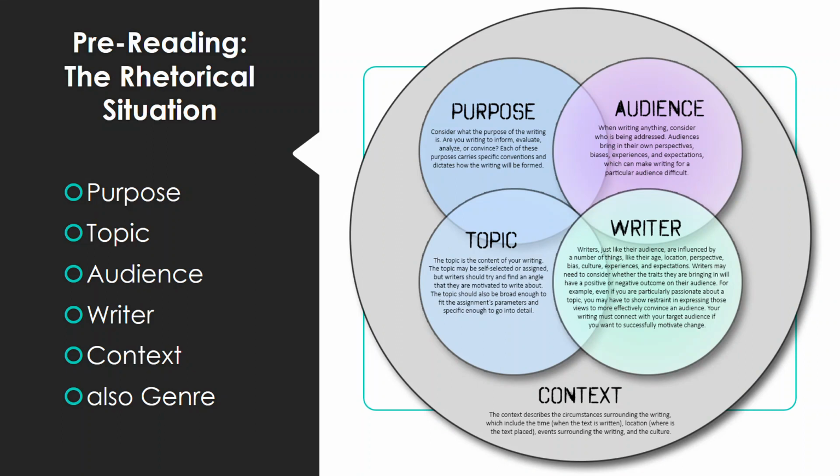So to figure out the rhetorical situation, you need to figure out these aspects: the purpose, the topic, the audience, the writer, the context, and even the genre, though it sometimes isn't included in this list. I know I gave you more terms to define the first term, but stick with me, this will pay off immensely once you understand it.